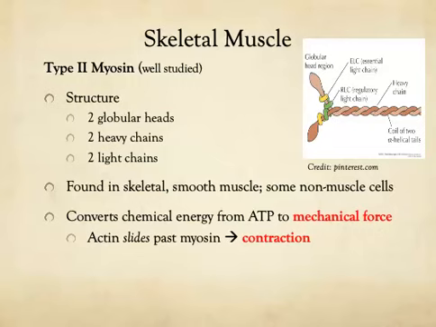Myosin type 2 is found in skeletal muscle cells, smooth muscle cells, and also in some non-muscle cells. This is a motor protein that converts the energy that is stored in ATP into mechanical force, just like we've talked about with other motor proteins.